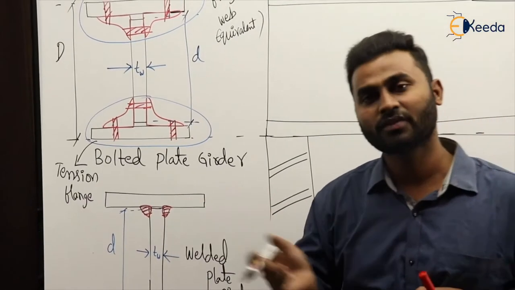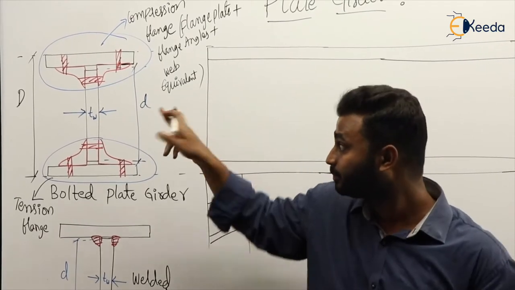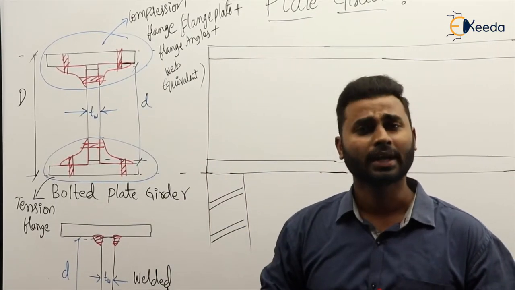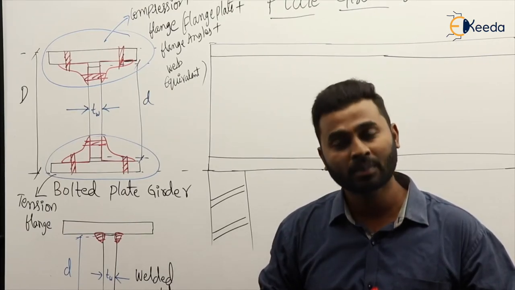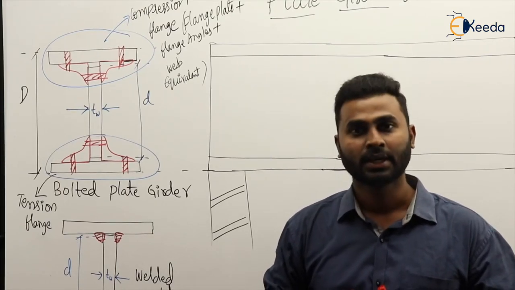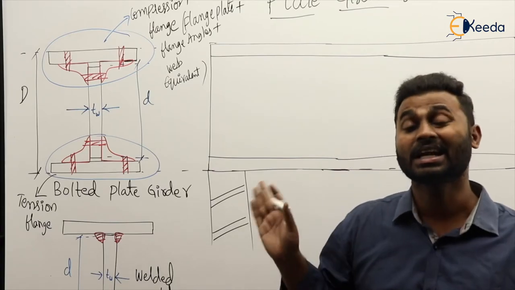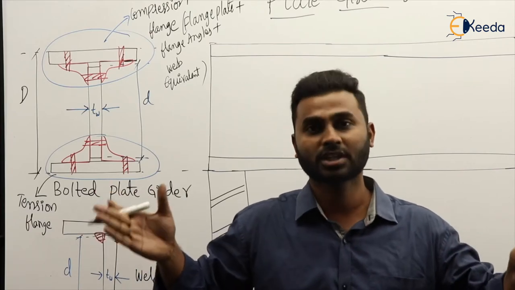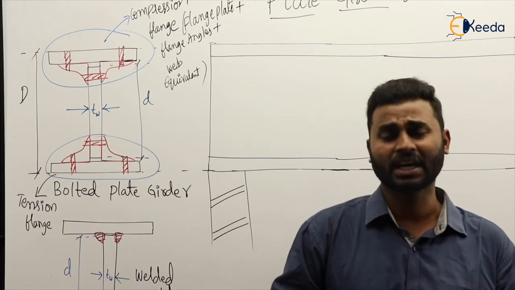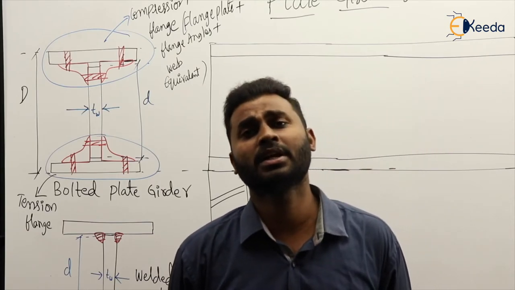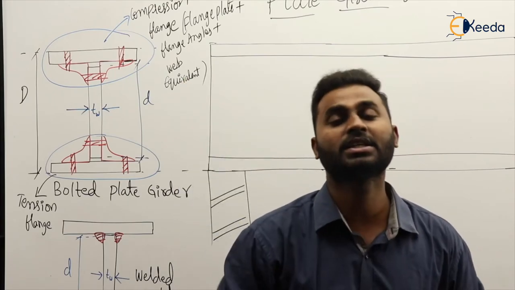And just now we have discussed that as the depth increases, chances are there for the web to buckle. Agree or not? As the depth increases, chances are there for the web to buckle. So to prevent that buckling, we are going to provide stiffeners. Agree? There exist many types of buckling. The reason is that this is a slender section. Slender section means one dimension is small compared to the other dimensions, so chances are there for it to buckle. Clear? The dictionary meaning of slender is that in comparison with one dimension, other dimensions are more.